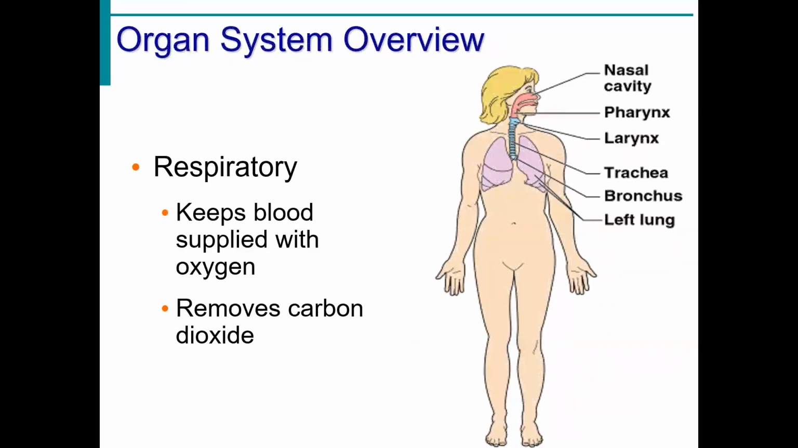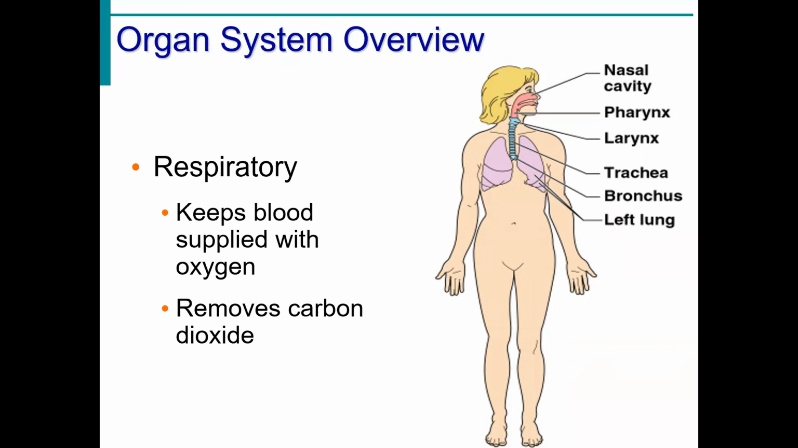All right, our respiratory system. This is going to be the system that's responsible for keeping the blood supplied with oxygen. Our respiratory system contains our nasal cavity, the pharynx, the larynx, the trachea, bronchus, and the lungs. They're going to make sure that the blood is supplied with oxygen and remove toxic carbon dioxide. So there's going to be a system of gas exchange taking place through our respiratory system.